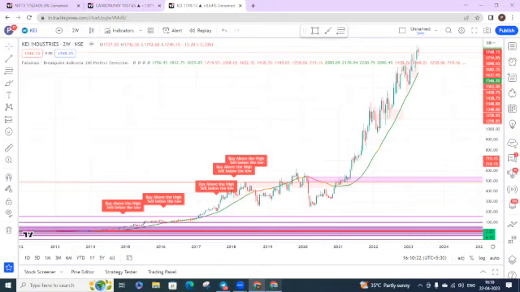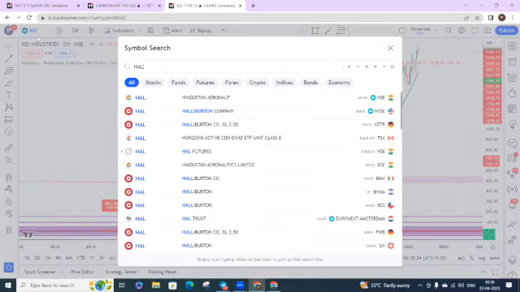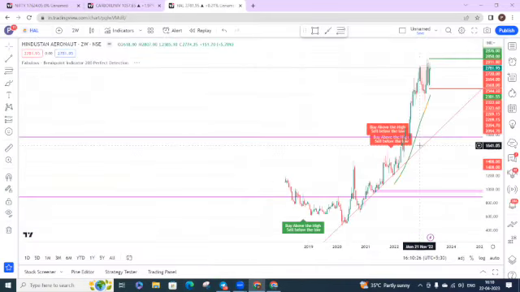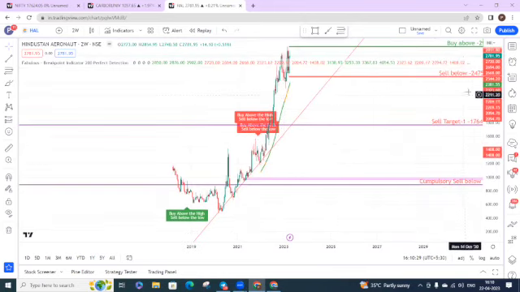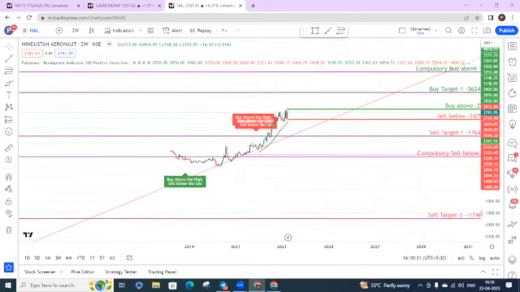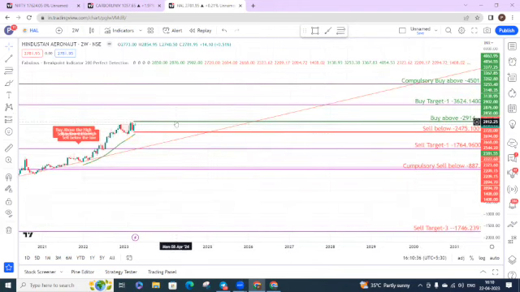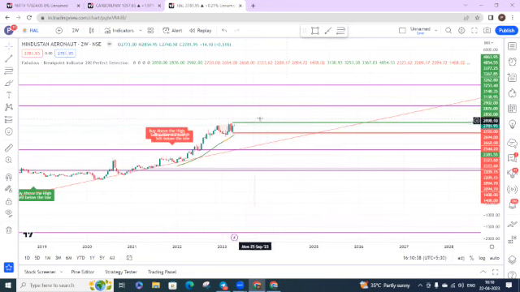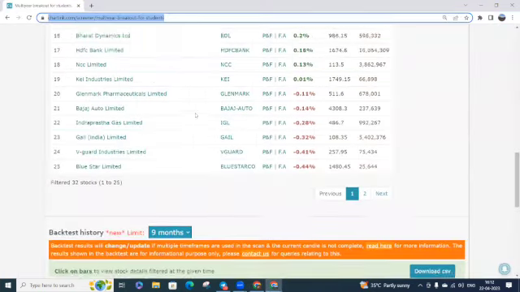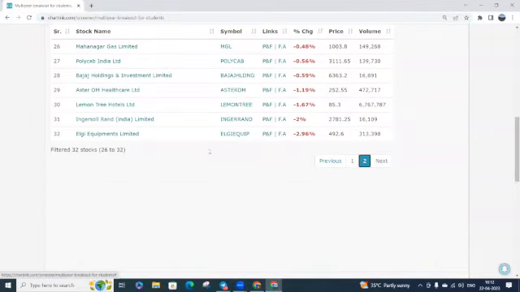So HAL, can you check? HAL is on the selling side right now. If it crosses above 291 here, then you can go for a buy, with targets 2929, 3627 and 4529. If it crosses below, don't buy it. Okay, stocks like that for your list.